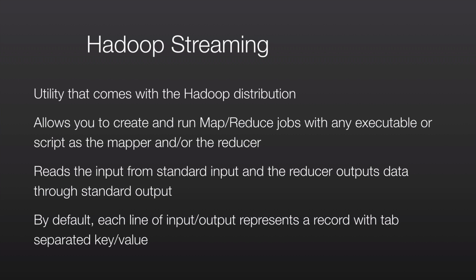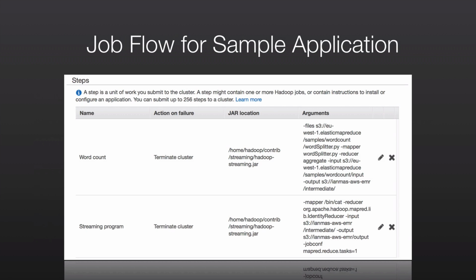So by default, each line of input-output represents a record with tab-separated keys and value. And we'll show you in a second precisely what we used for our reducer and our mapper. But it was a two-stage flow, as you'll remember, shown in the console this way, with this word count flow, which we modified from the standard sample application, and then a second additional step that I added myself.